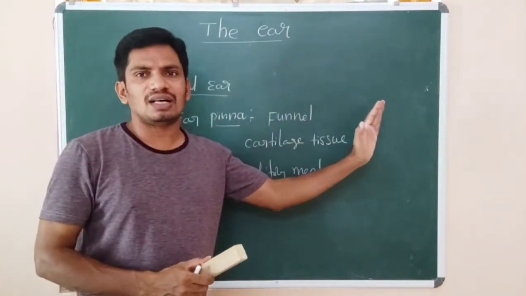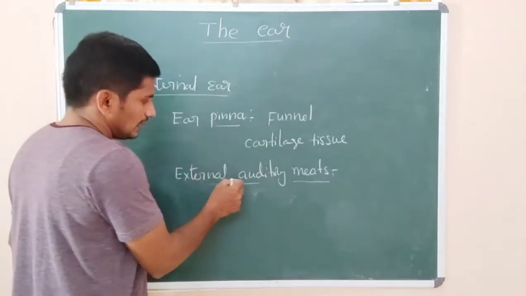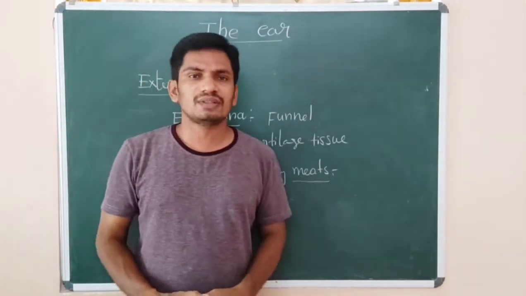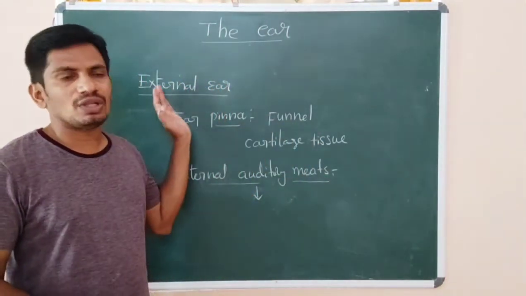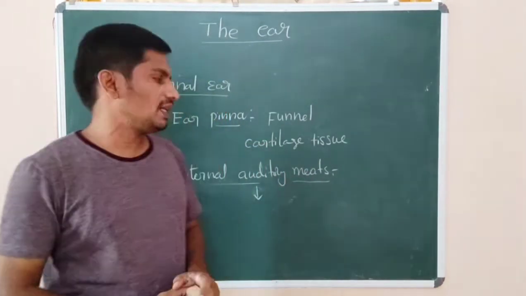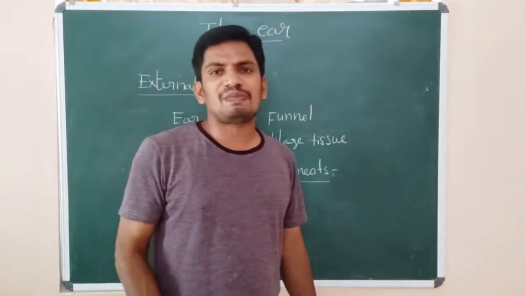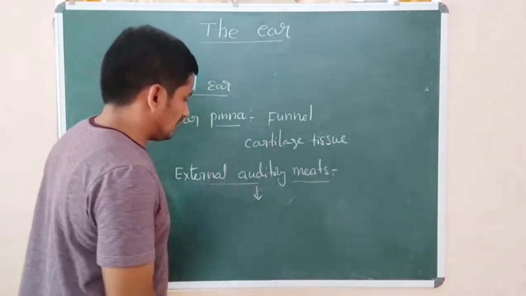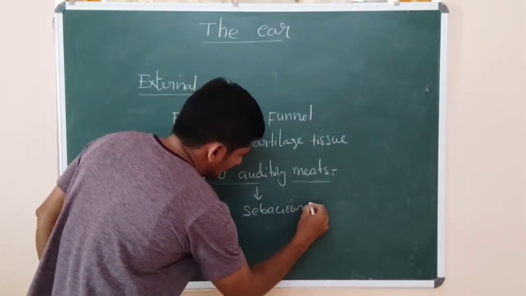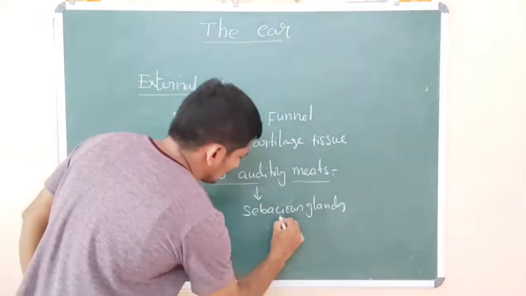It ends with the tympanic membrane. Now here, this tunnel allows the sound waves from the outer environment to reach the middle ear, with the small chain of bones also there. In the external auditory meatus, the skin consists of specialized glands, which we call the sebaceous glands.